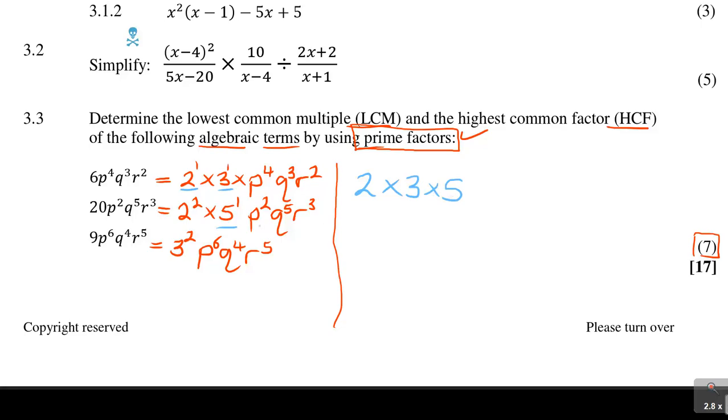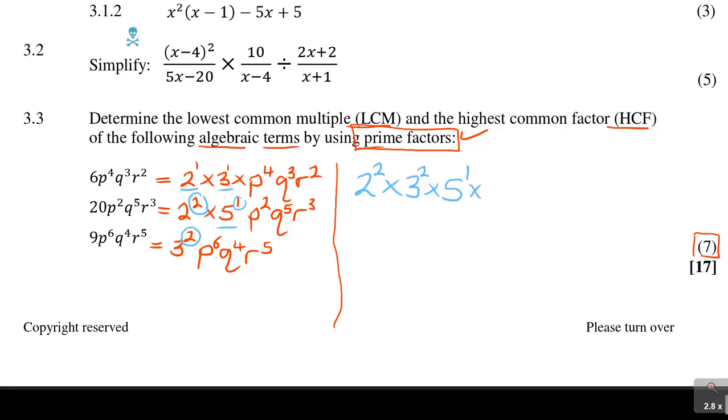Now, focus on the powers. Look at the numbers which have the highest powers. For 2, I've got 2 to the power of 2 as the highest power of 2. For 3, the highest power is 3 squared. The next one, 5, is only 5 with power 1. So for the LCM, even though it's lowest, you look for the highest powers. And then after that, times.